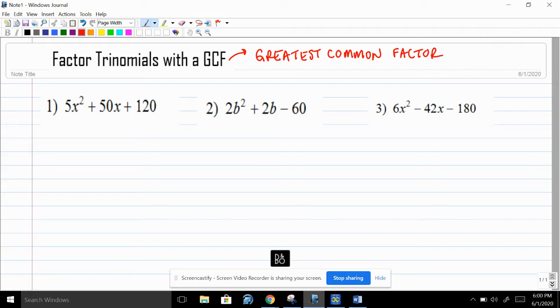So if you take a look at these problems, guys, the first thing you're going to look to do is look for a greatest common factor. I like to call it shrinking. So you're going to look to see if it's possible to shrink the problem. And what I mean by that is this: if we take a glance at number 1, what you should notice about all three of those numbers, the 5, the 50, and the 120, is that all three of those numbers are evenly divisible by 5.